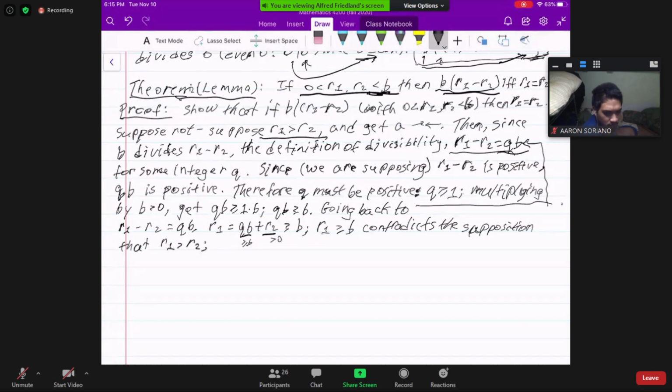And so R sub 1 and R sub 2 can't be different, because if they are, one is bigger than the other. And we saw that assuming that one is bigger than the other leads to a contradiction. So R sub 1 equals R sub 2, which is what we wanted to prove.